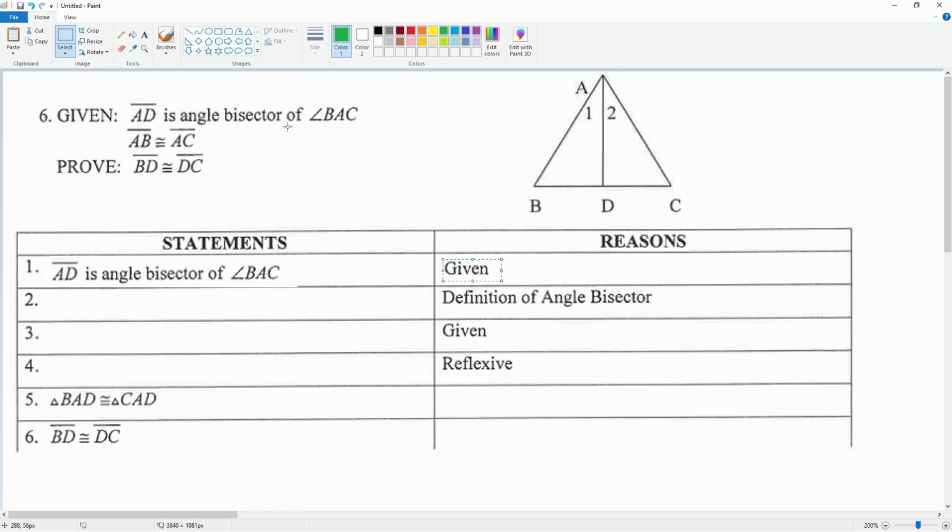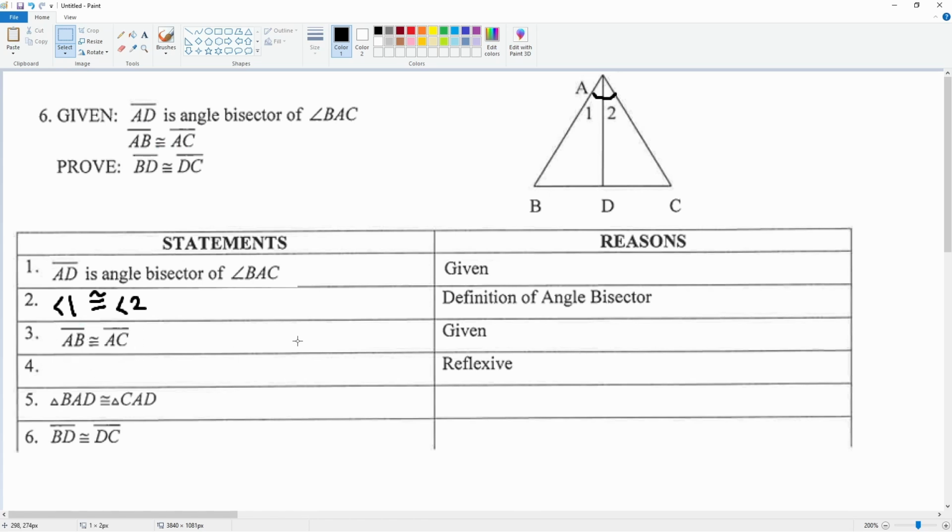So let's see, angle bisector. So this is angle 1. Angle 1 is congruent to angle 2, right? Which was that. Okay. And what was also given was this segment. That was given.